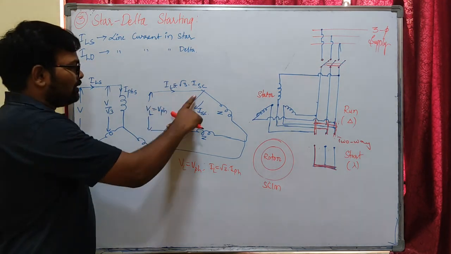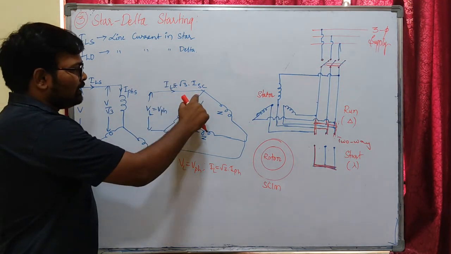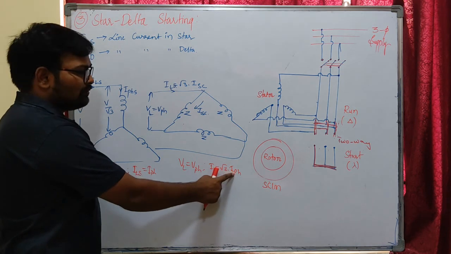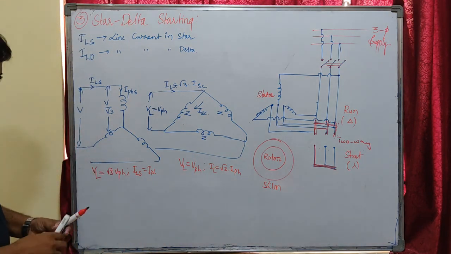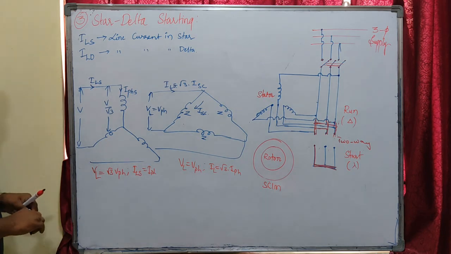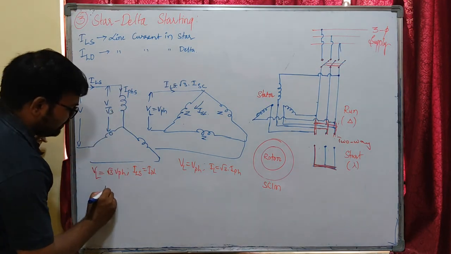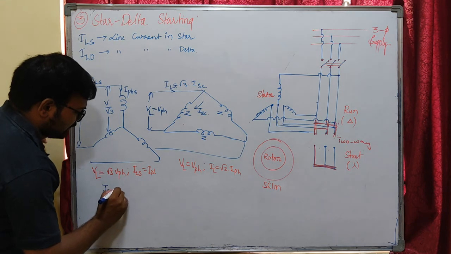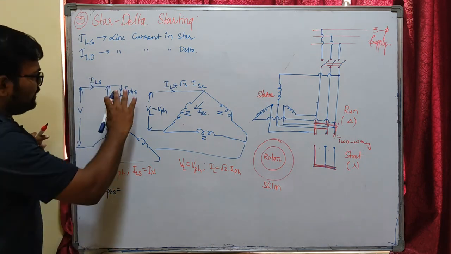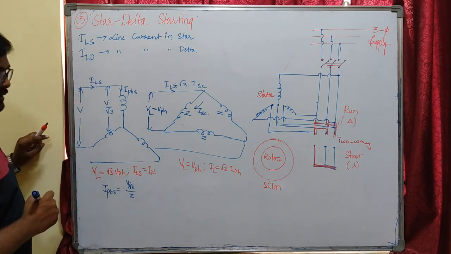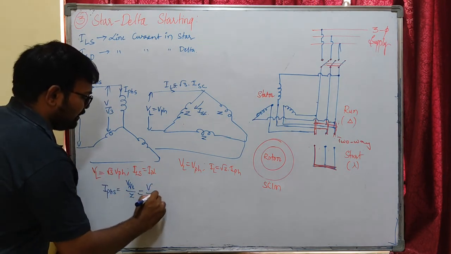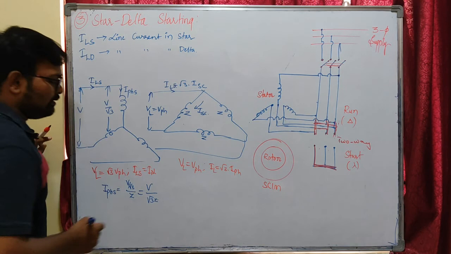Here the line voltage and phase voltage are the same in delta connection, and the line current is root 3 times the phase current, or the phase current is 1 by root 3 times the line current. Okay, so now let us see the phase currents in each and every winding. Here the phase current in star, which I am representing as I phase S, will be V phase, that is V by root 3, divided by the impedance of our stator winding. So this will become V by root 3 times my stator impedance.